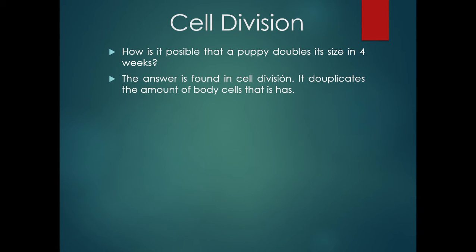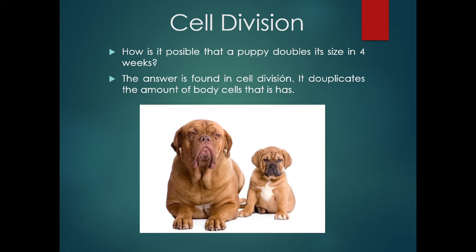Well, the answer is found in cell division. It duplicates the amount of body cells that it has. So here's an example: a little puppy, and 4 months later, now we can see that it looks huge. You need to know that the cells in our body are constantly going through what we call cell division, and that is the creation of new cells. But especially in puppies, it's very noticeable because they duplicate all of the cells in their bodies. And at the end, the result is basically a bigger puppy.